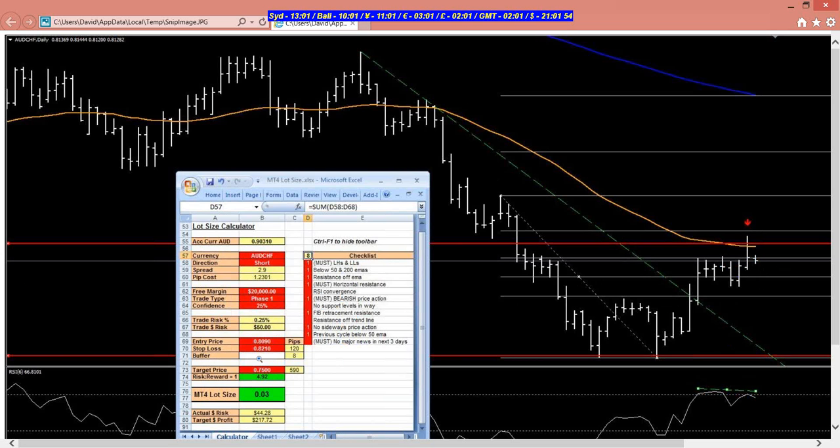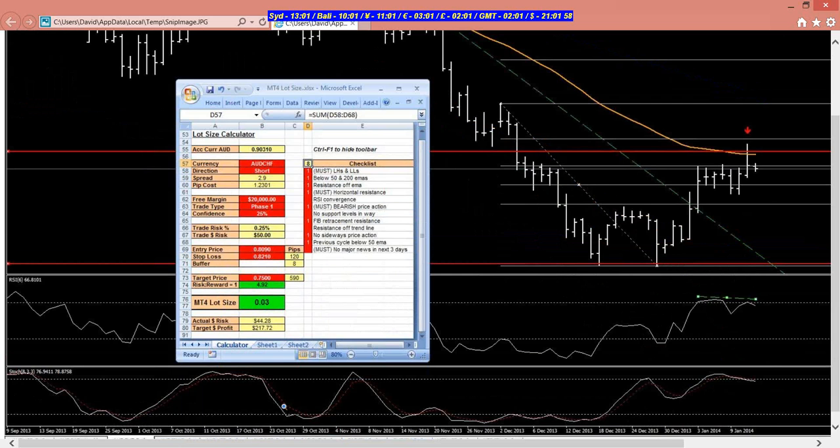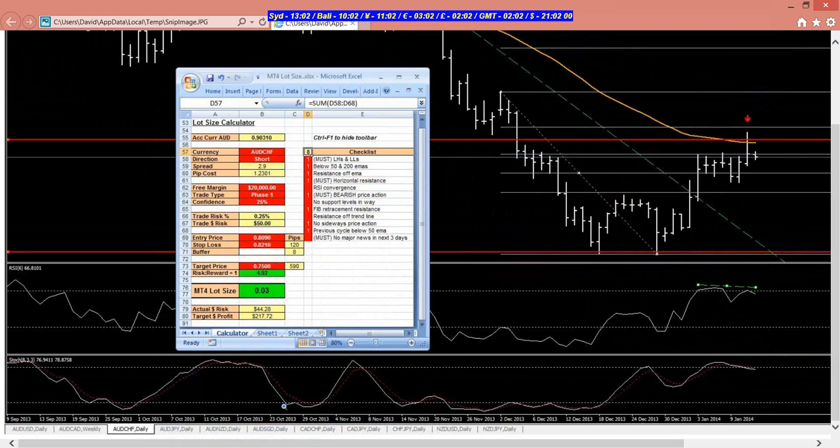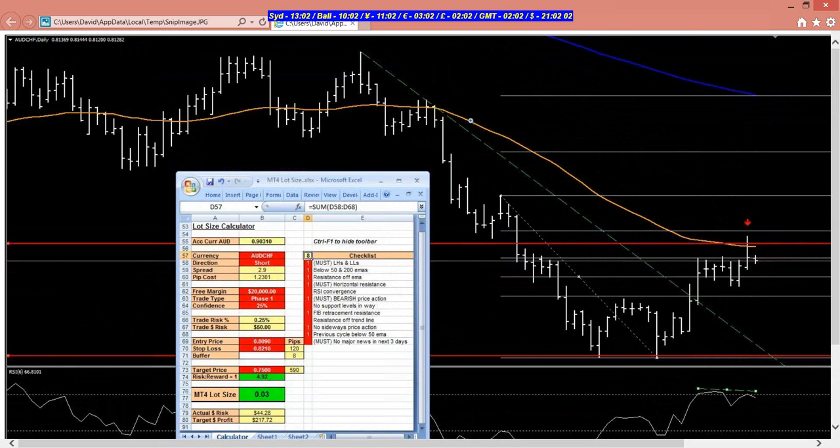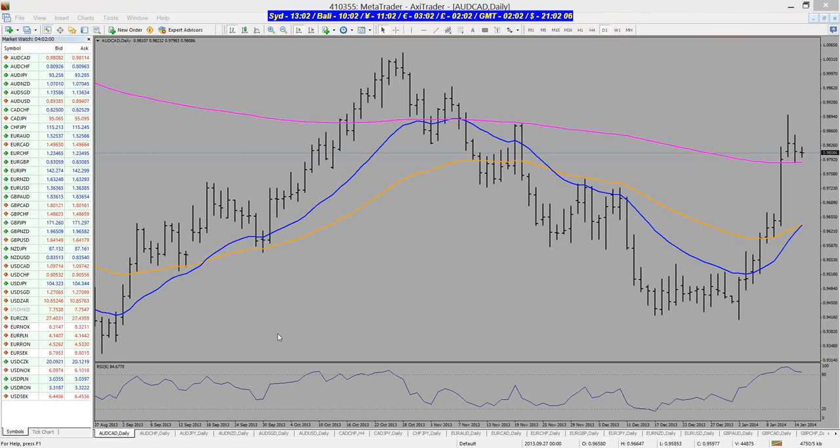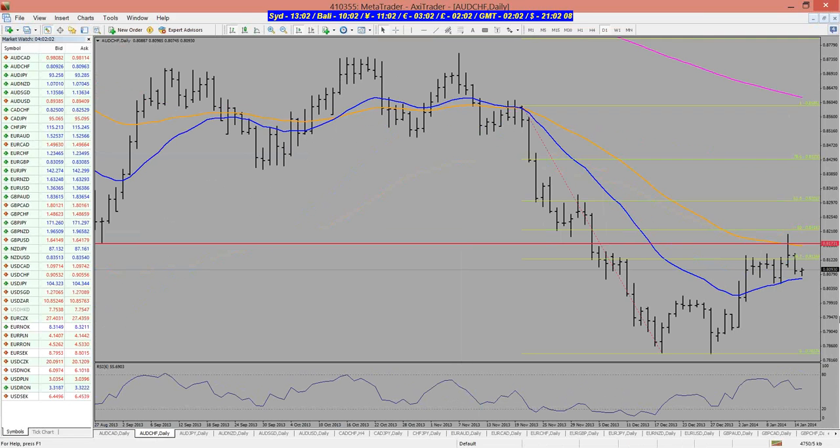Not sure what you've done with the calculator there, buffer, what that means, but it's all fabulous. It's good, good analysis. And Aussie Swiss is bearish there and made a lower low. It's probably triggered some people in.